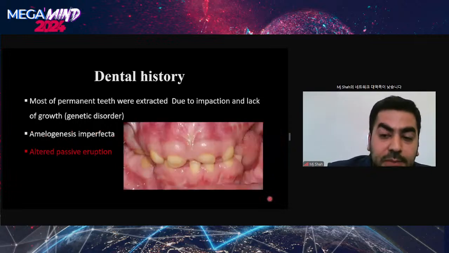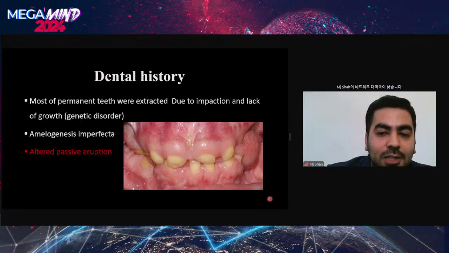Her erupted teeth also didn't erupt completely, and they had altered passive eruption. I mean that the gingiva and periodontium were located coronal to the CEJ. With these short anatomic crowns, restorative procedures could be challenging.